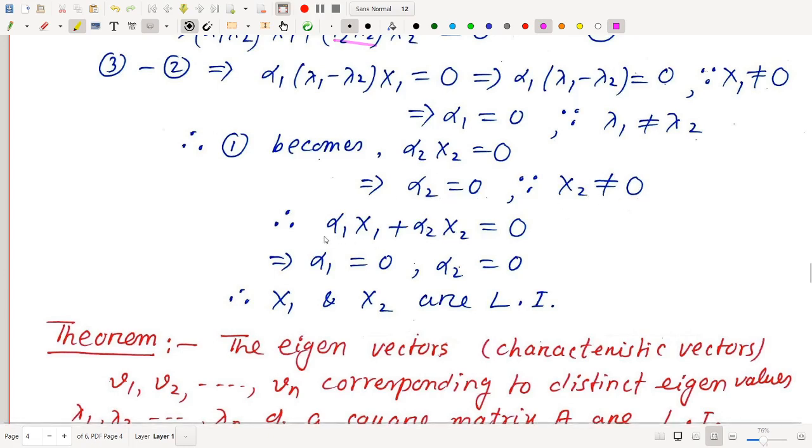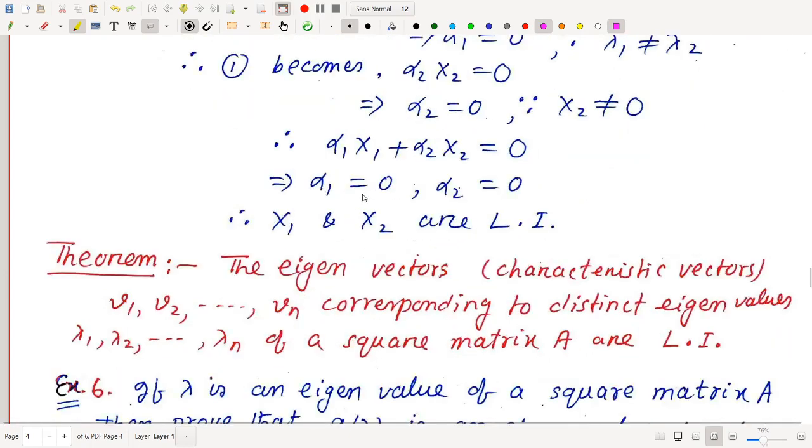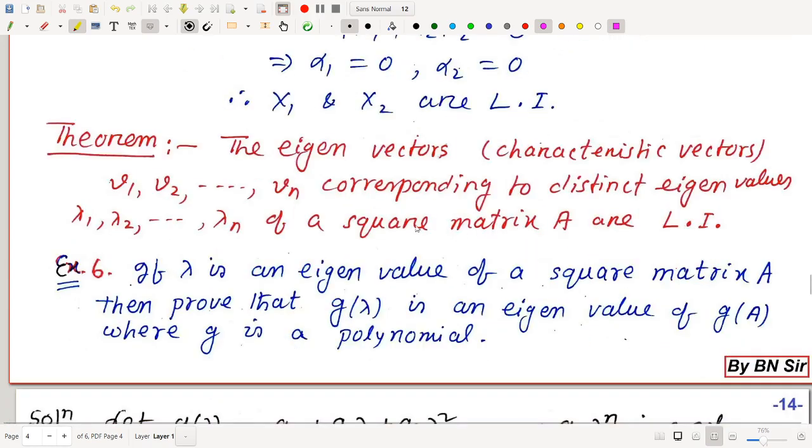So what we have got, the linear combination alpha 1 x1 plus alpha 2 x2 equal to 0 vector implies both alpha 1 and alpha 2 are 0 scalars. And this says that yes, capital X1 and capital X2 are linearly independent. And this result we have proved for 2 vectors. Actually it is true for n vectors also, the general case. So this is stated as a theorem.